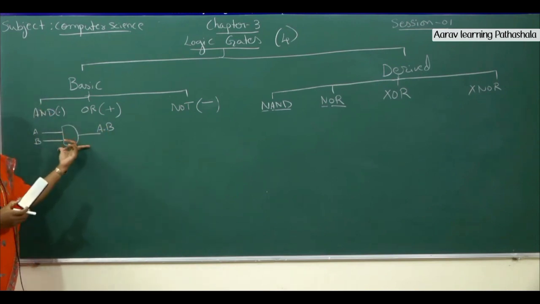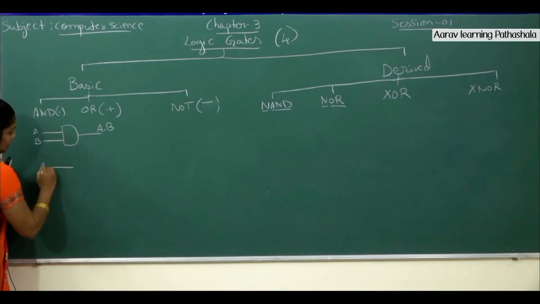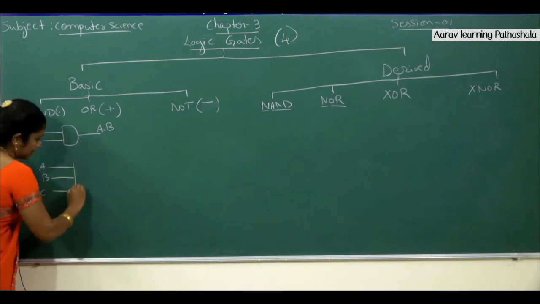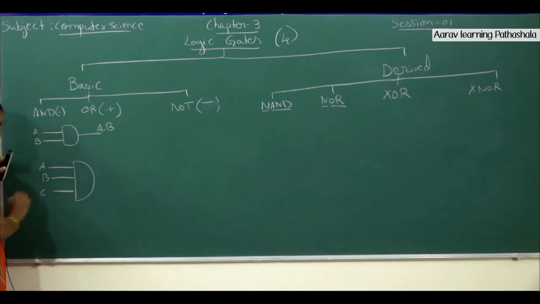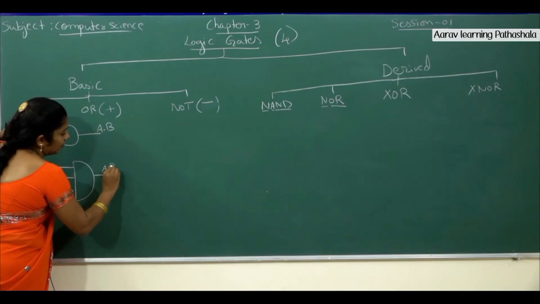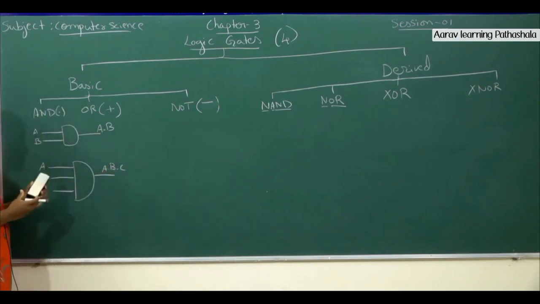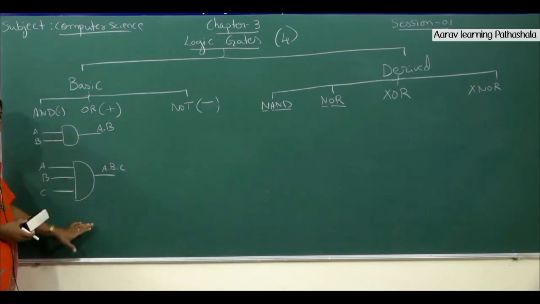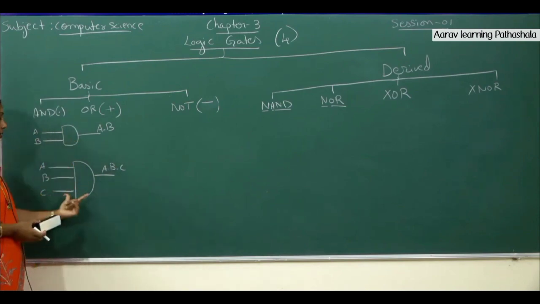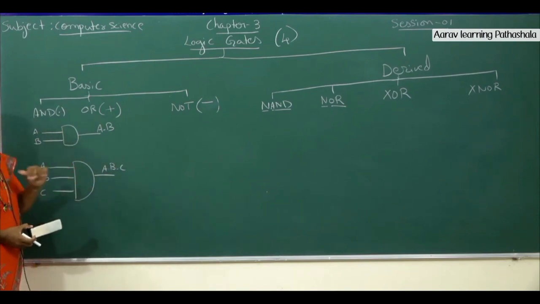For two variables. For example, if you have three variables A, B, C, one is A, B and one more is C, three variables. Everything once again we have to represent with the help of D shape. Then the output is A dot B dot C. This is the output. These are the symbols. Here this symbol is used to represent two variables and this symbol is used to represent three variables.